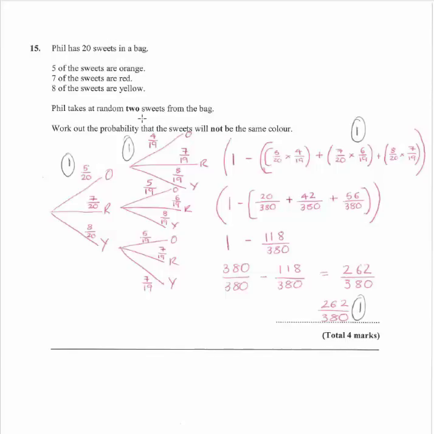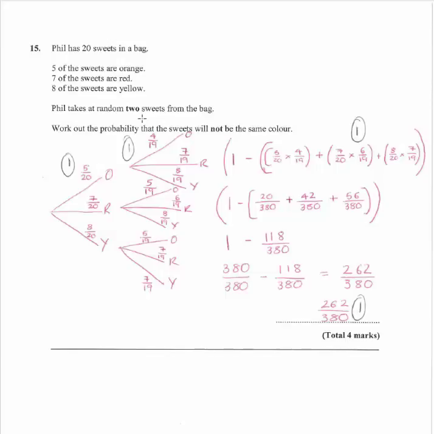And if you want to find out the probability that the sweets will not be the same colour, the easiest thing to do is work out the probability that they are the same colour and then take it away from 1. So how could they be the same colour? You could have 2 oranges, 5/20 times 4/19. The chance of it being 2 reds would be 7/20 times 6/19. And then the chance of it being 2 yellows is 8/20 times 7/19.